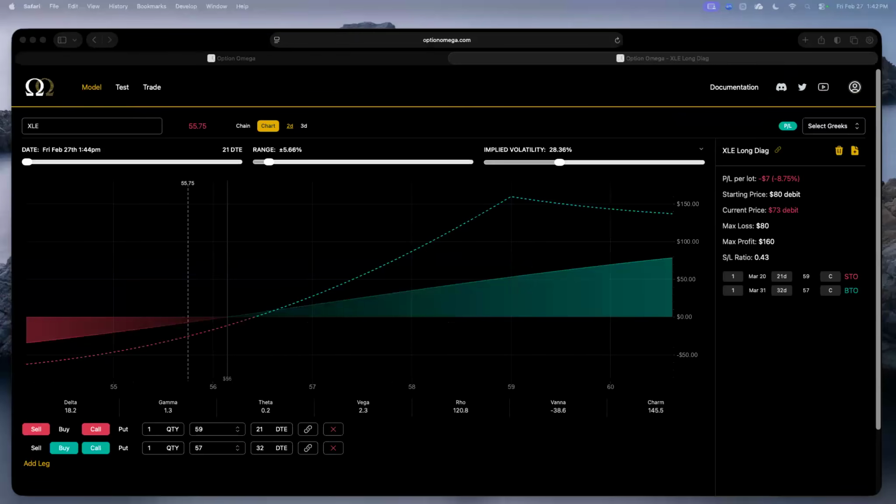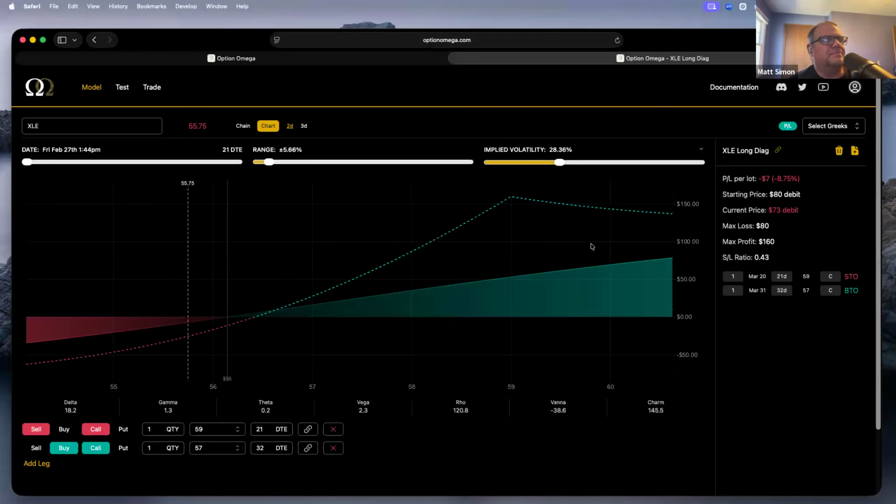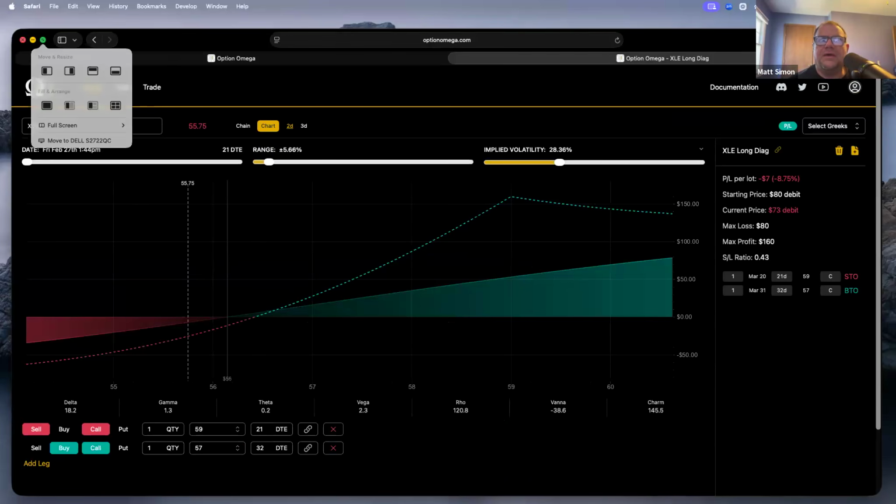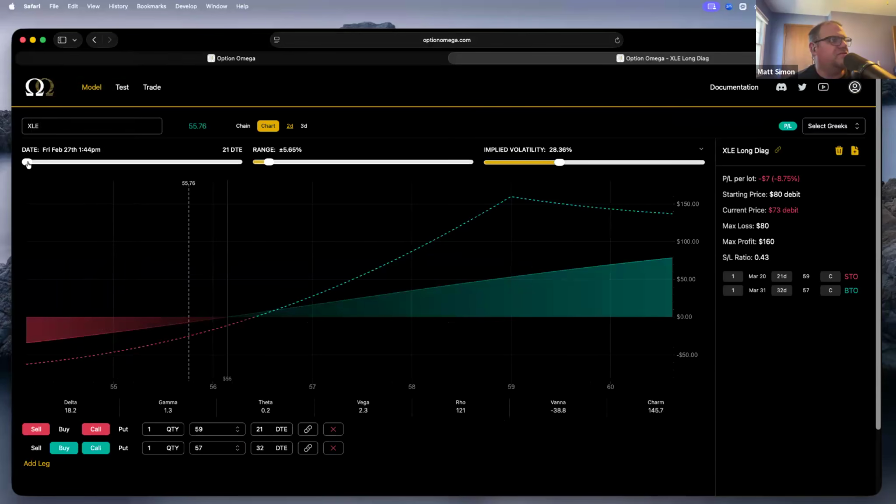You can go a day in the future and so on. So this is just an XLE long diagonal, like the quarterly. What would happen if something happened this weekend type thing? Can you guys see this okay? Yeah, okay, perfect.